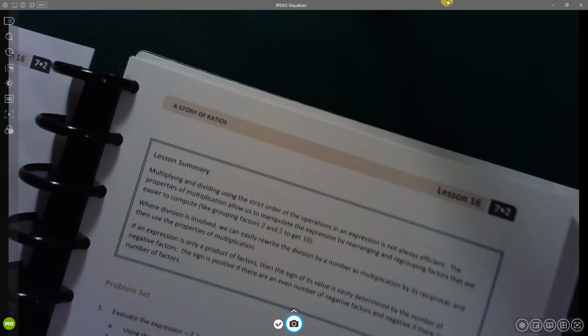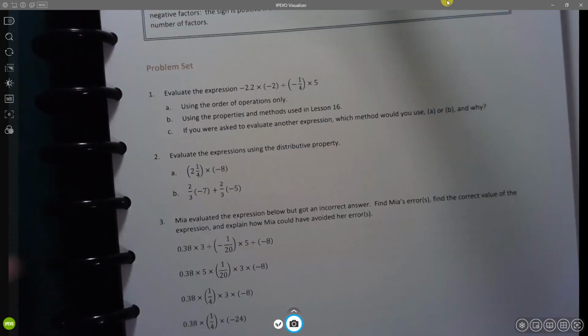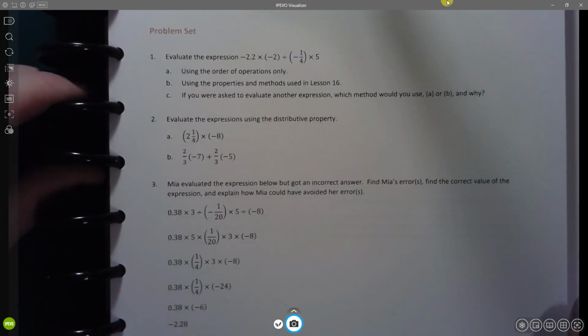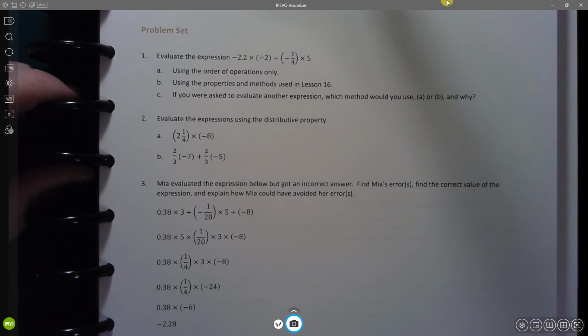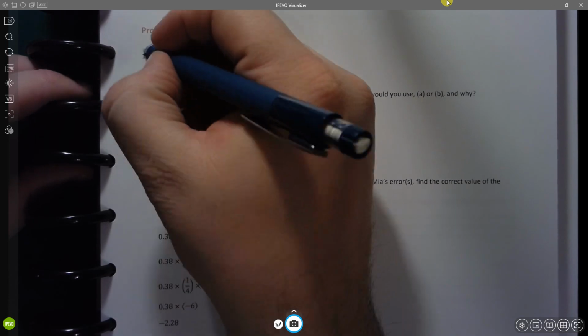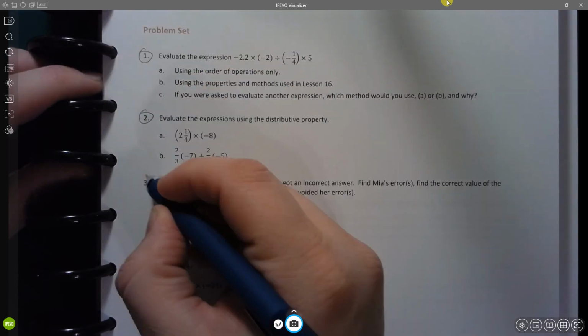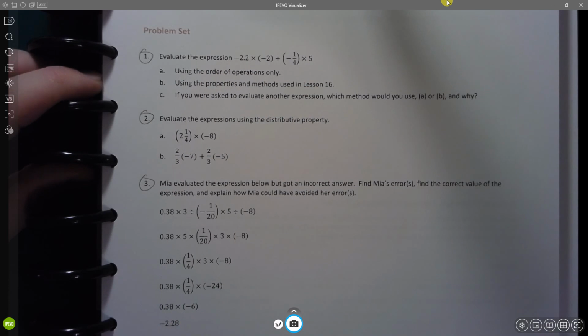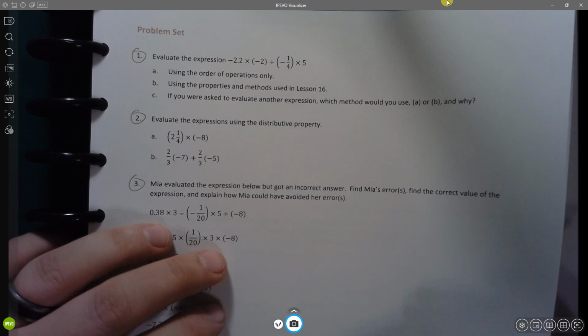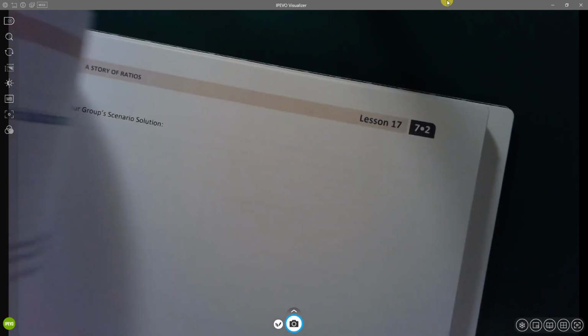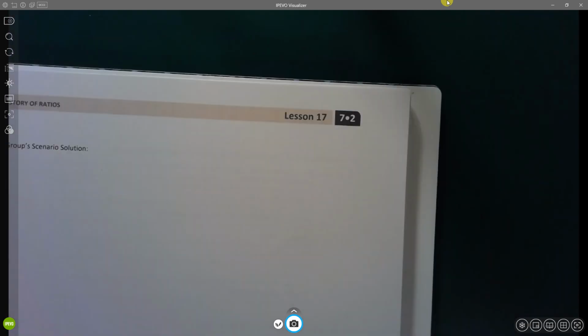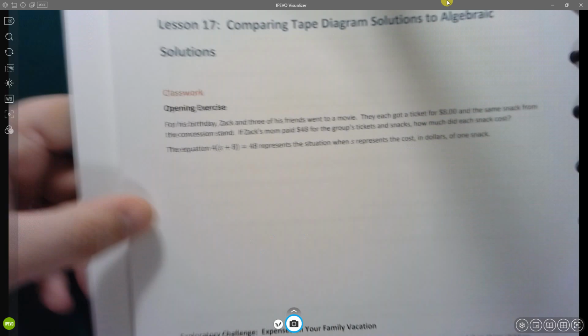All right, so for those that have completed their diagnostic, in class tomorrow, I want numbers 1, 2, and 3 completed. Okay? 1, 2, and 3. All right, let's move on. We are going to move to lesson 17. All right, so lesson 17.